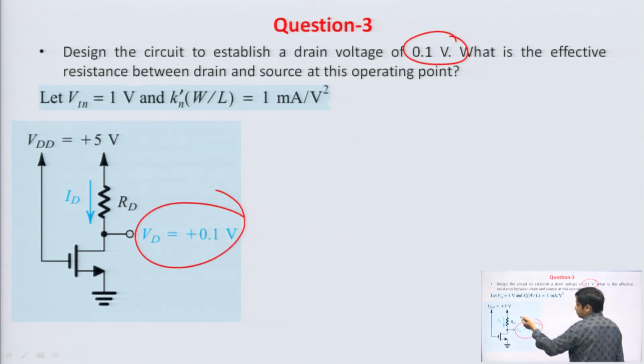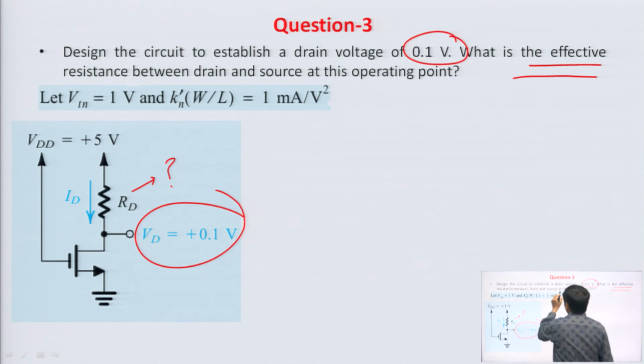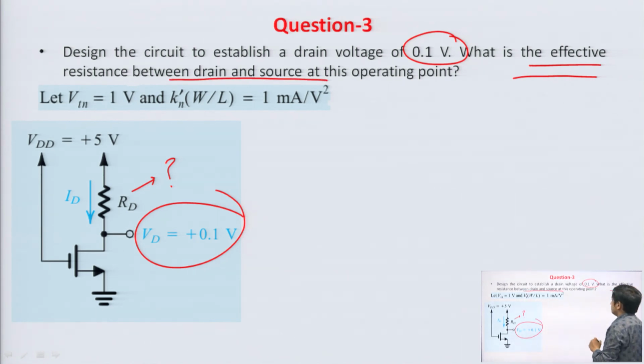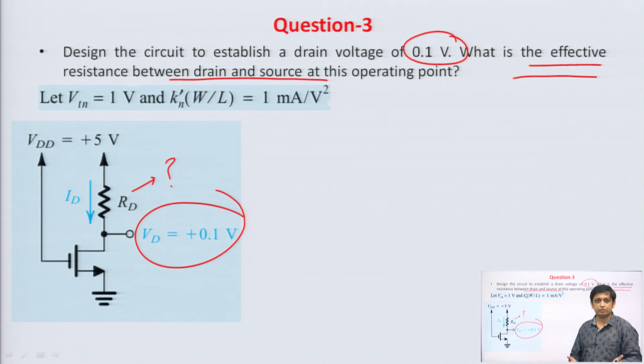Design means the unknown values we have to find out. Now, we have to calculate the value of Rd, and also we have to find out the effective resistance between drain and source at this operating point, fine. So, first of all try to find out the region of operation. If we can, then we should; if we can't, then we will assume, and we will cross check after the calculation whether our assumption was right or wrong.